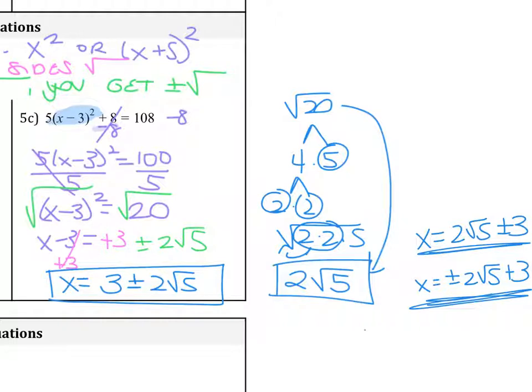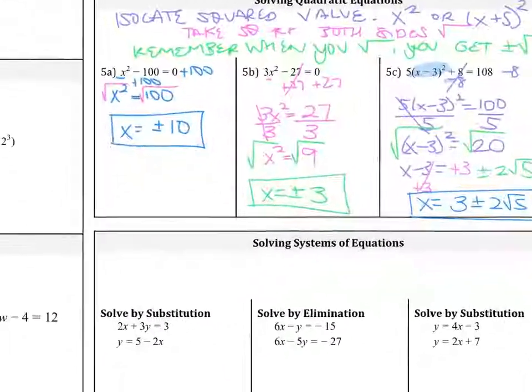I think one way to avoid that is to make sure we have that space in front of the 2 root 5, and then we just insert it there. It makes it nice and clean to look at, and it reminds us of where the plus and minus actually belongs. So I hope this helps out.